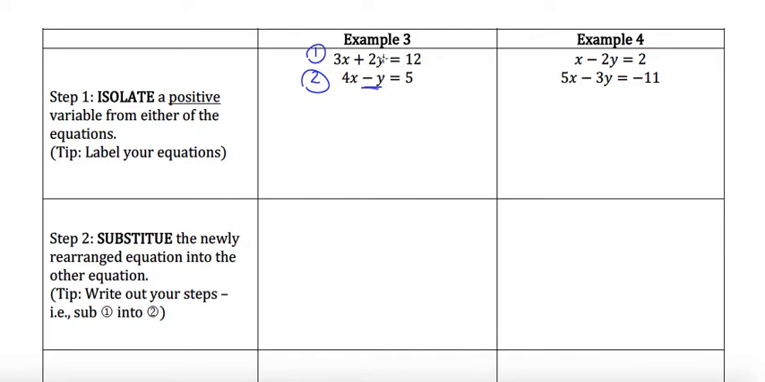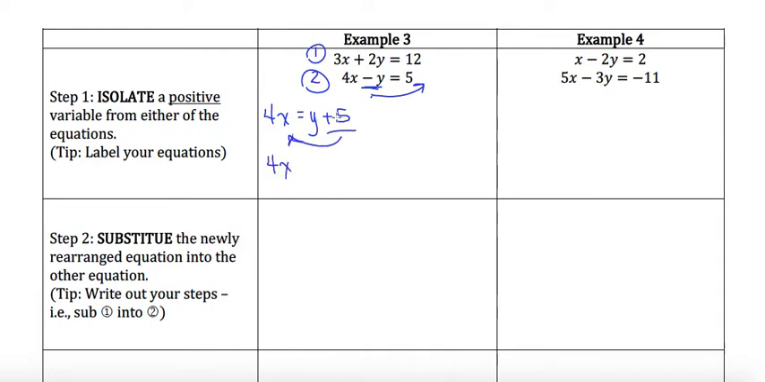So we're going to isolate, and we want a positive variable, remember that. If it's already positive on this side, you move everything else over. But if it's negative on this side, you want to move it to the other side. So we're going to move our negative y over. So we have 4x is equal to y plus 5. I've just moved my y over to make it a positive y. And now I'm going to move over my positive 5 to this side to isolate for y.